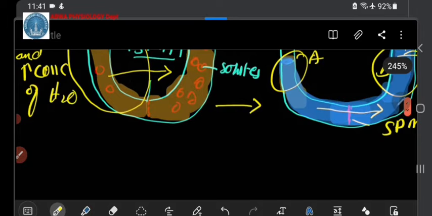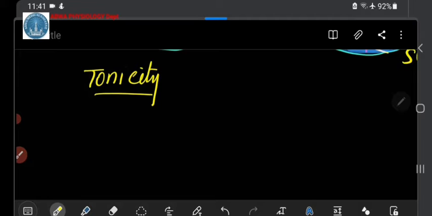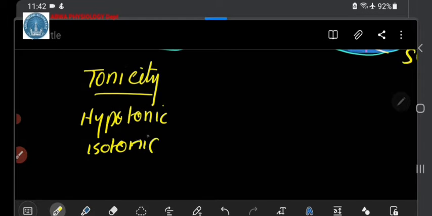Now we should move towards tonicity. So what is tonicity? Tonicity means that the solution is hypotonic, isotonic, or hypertonic. That is mainly determined by the solutes, such as normal saline or sodium ions. If the concentration of solutes is less, then it is hypotonic. If equal, that is isotonic, and if it is more, then it is hypertonic.